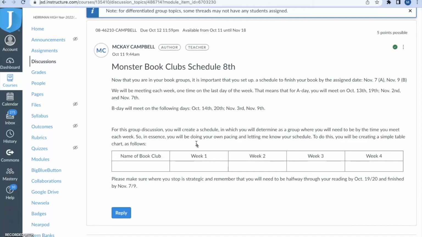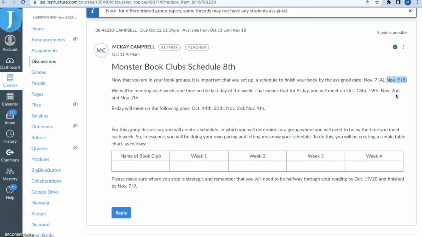As I mentioned, I devised this unit so you guys would have some autonomy in its creation. The first thing I want you to have autonomy with is creating your schedule of reading. I'm not going to dictate how many pages you're going to read per week. All I'm going to say is that you need to finish your book by the assigned date, which for you would be November 9th, right here on a B-Day. That's 4 weeks away. We need that book done by November 9th.